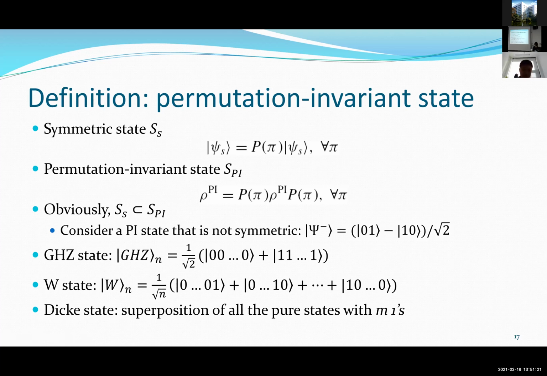All right, so there are many examples. One example would be the GHZ state. Obviously, it's a permutation invariant state. It's a symmetric state, and also the W state, and also the Dicke state. The Dicke state is a definition where the W state is a special case of the Dicke state with m equals 1. So basically, instead of only one 1 in each term, you have m ones in each term. So that's a Dicke state. Again, they are all symmetric states.